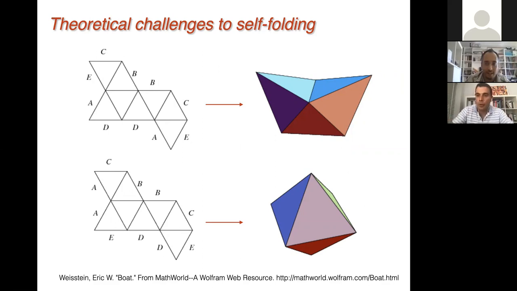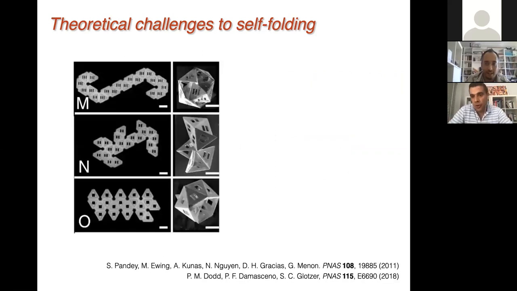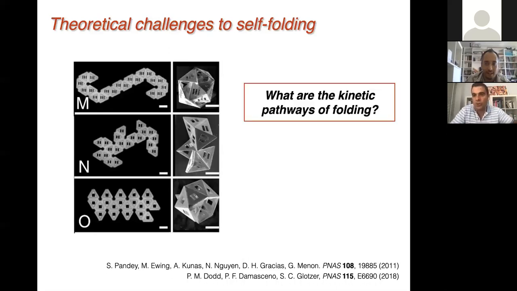And so even starting from the same template, you might get different folded configurations depending on the way that you connect the different edges. And what is being shown, both experimentally and, is that the final folded configuration depends not only on the net that we choose, but also on the experimental conditions, like, for example, temperature, and if the temperature changes in time and things like that. So what are the kinetic pathways of folding? What are the possible ways of folding a certain structure?